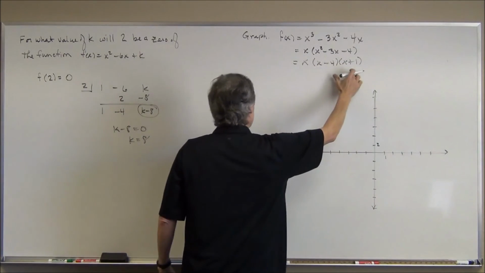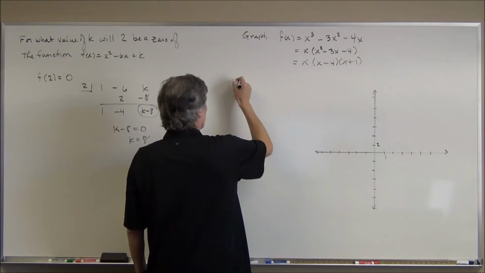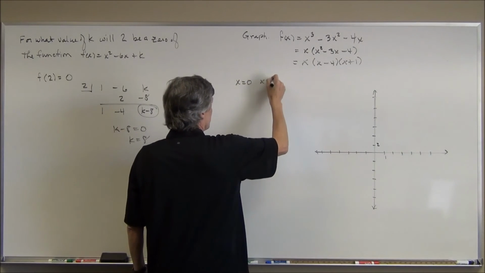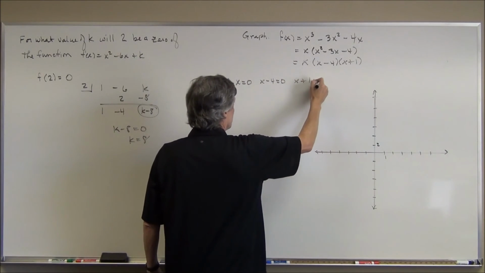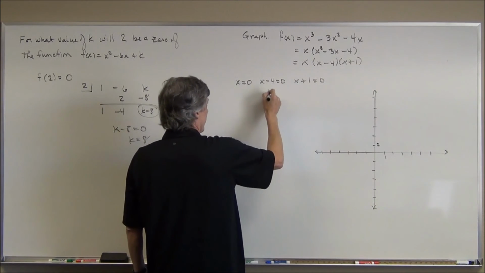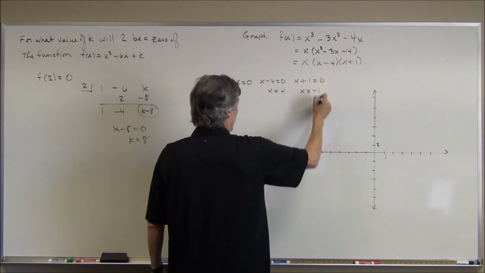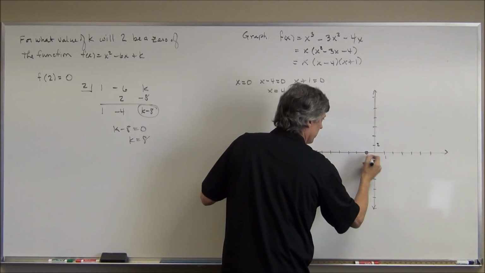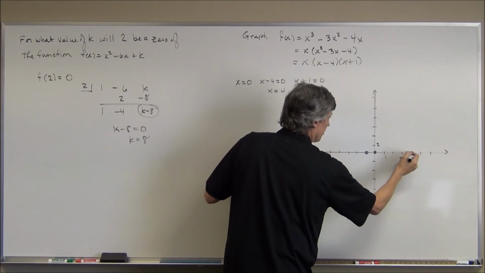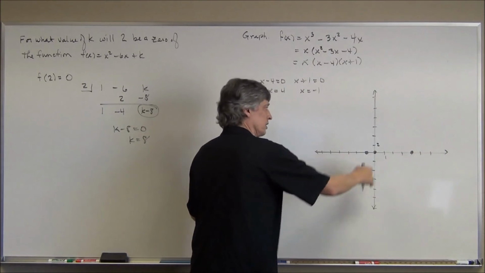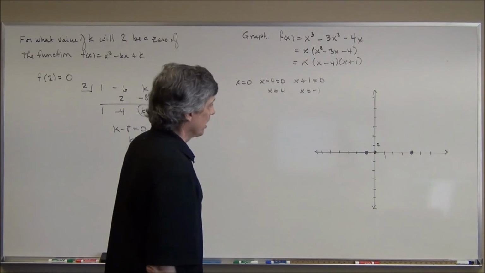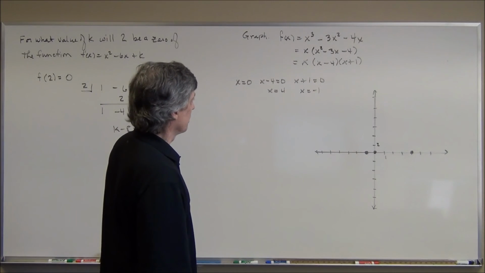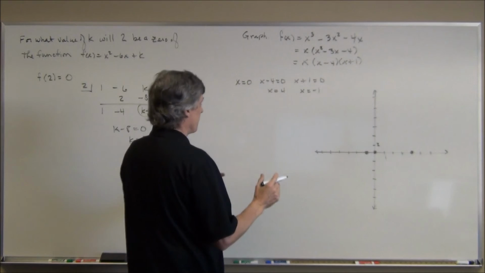So I have three zeros. I have three x-intercepts, when x is 0, when x minus 4 is 0, or when x plus 1 is 0. So I have 0, I have 4, and I have negative 1. So here's negative 1, here's 0, and 1, 2, 3, 4. There we go. Notice that I set up my y's so that I use a scale of 2 on the y-axis here. So now I want to come up with a sketch.